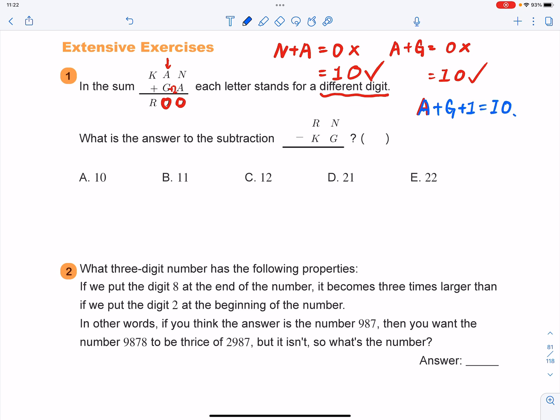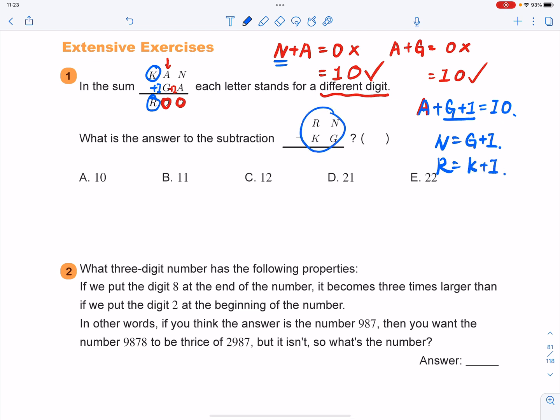So what does that mean? That means G plus 1 equals N, because they both equal 1O, okay? So we know that N equals G plus 1. So that's the relationship between N and G. And also you know that K and R, they're not the same. But at most, you can carry over 1 to the hundreds place. And that means R equals K plus 1.